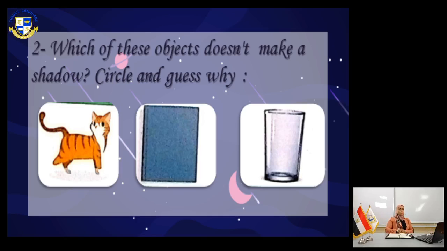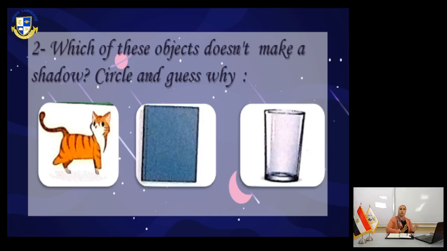Exercise number 2. Which of these objects doesn't make a shadow? Circle it and guess why. Look at the cat. Does it have a shadow? Yes, because it is solid, and it has a shape. So can the light go through the cat? No. So it will make a shadow.